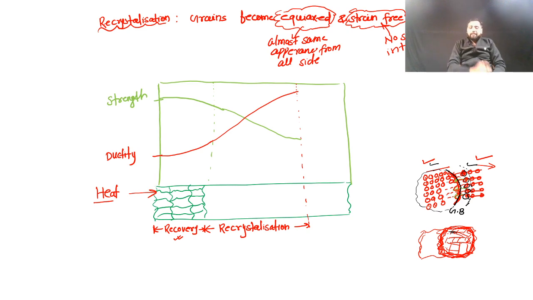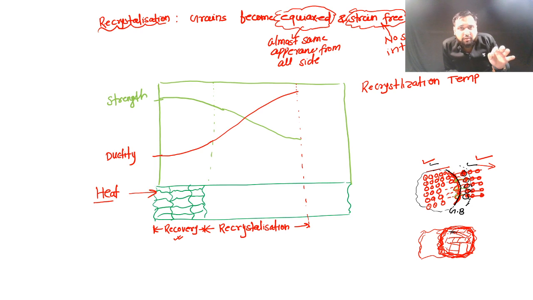Now, the temperature at which this happens is what we call the recrystallization temperature. Generally, the recrystallization temperature is defined as the temperature at which all the grains become equiaxed and strain free.